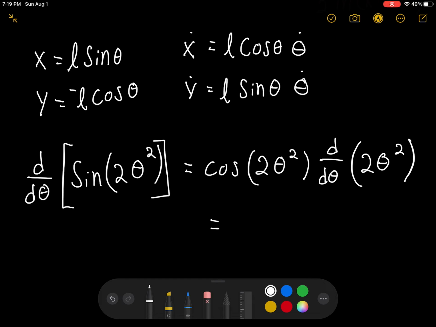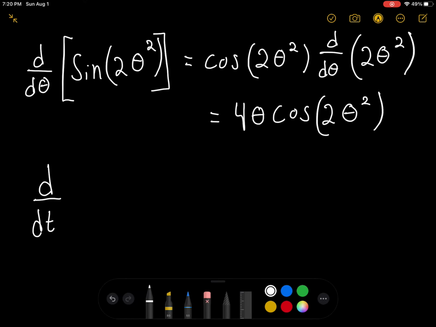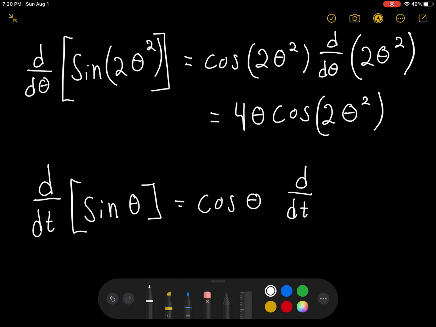And of course, this is just 4 theta times cosine 2 theta squared. So just to drill this in your head a little bit further, if we take the derivative with respect to time of the variable theta that can change, something as simple as this is going to be cosine theta, and then we still need to take the derivative with respect to time of theta. That is how we get our cosine theta times this theta dot.